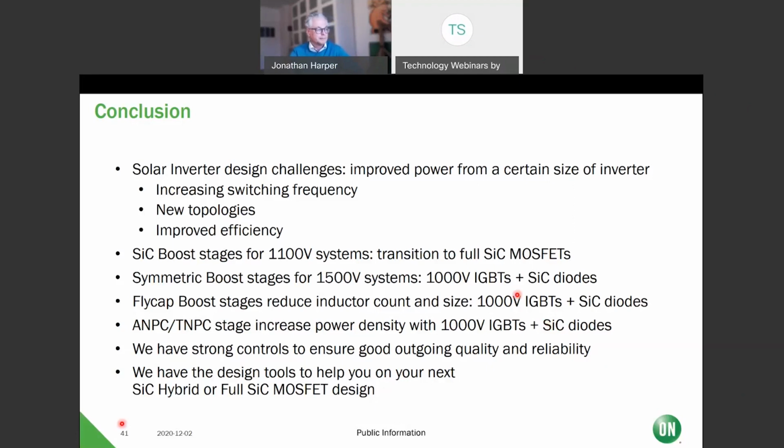We talk about strong controls like burn-in, monitoring, and control of our own supply chain, and that ensures good outgoing quality and reliability. And we have great design tools to help you out on your next module design: SiC hybrid, full SiC MOSFET, discrete MOSFET design. We have all the models for that, so we have the tools to support you there. So I've come to my 15 minutes. I think we have 10 minutes for any questions, so I hand back to Chris, please.